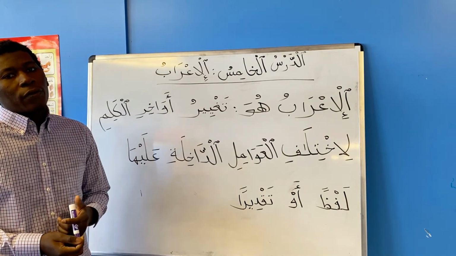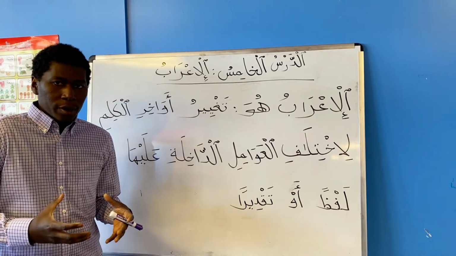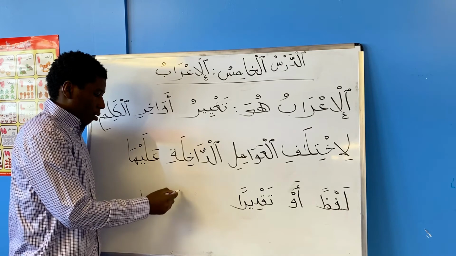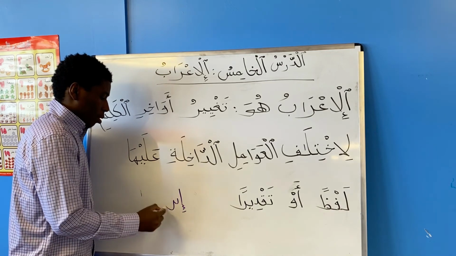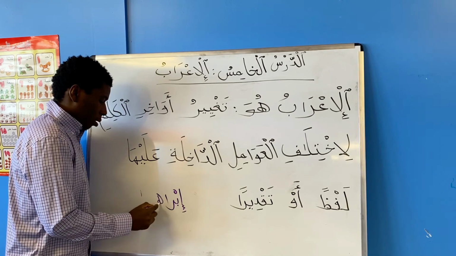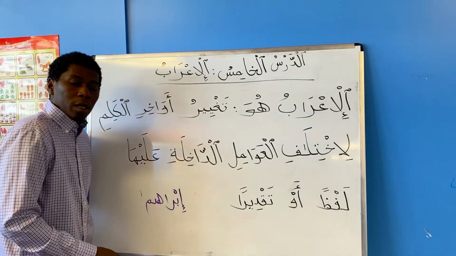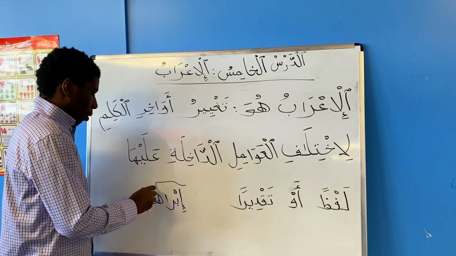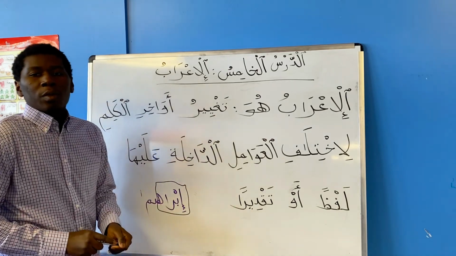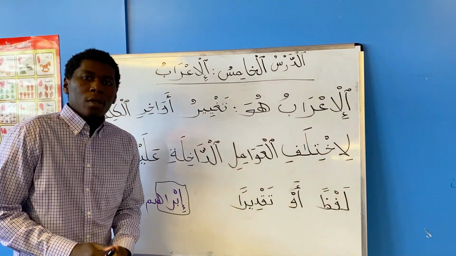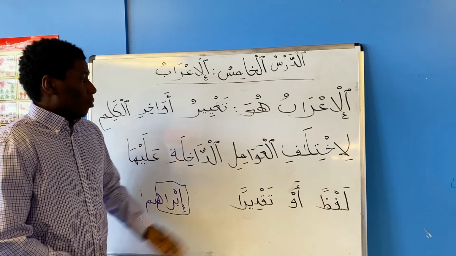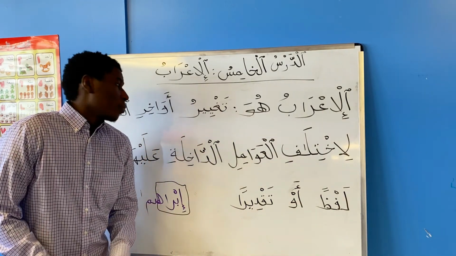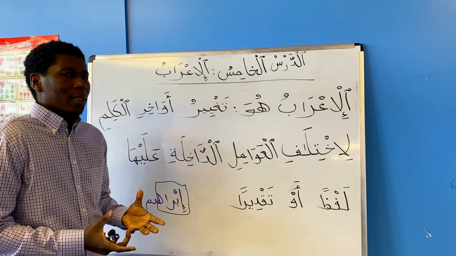The first thing is that I don't want you to focus on the beginning of the word, right? For example, when I give you, let's say, Ibrahim, okay? I don't want you to focus on this part. The beginning and the middle is not your business. Okay? So your business now is the end. So here he said, تغيير أواخر الكلم. So basically you're looking at the end of the word.